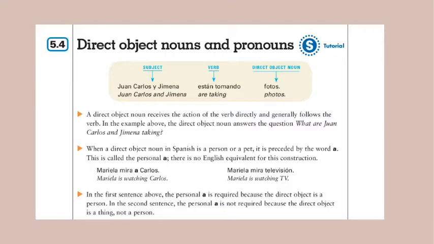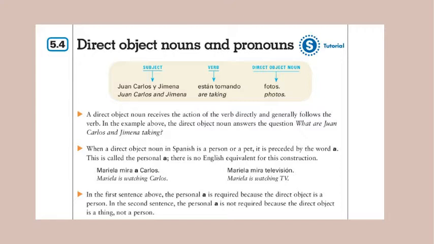Today we're going to look at section 5.4, los objetos directos. So, direct object nouns and pronouns. A direct object noun receives the action of the verb directly and generally follows the verb in English.